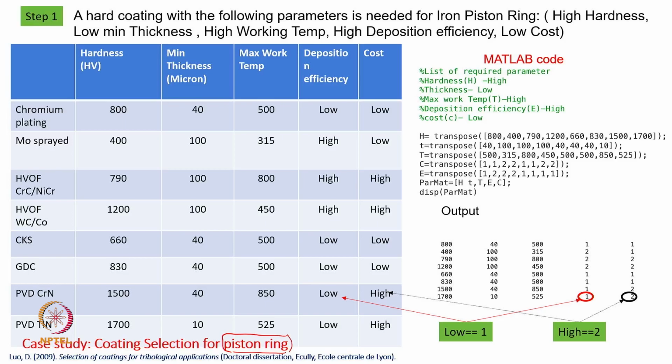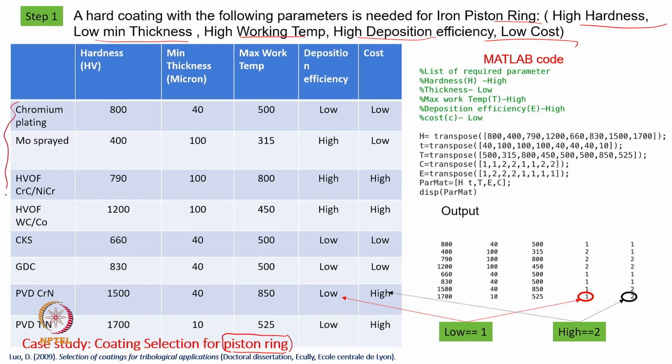So, those things we say that this kind of coating which we want to select, we require high hardness, we require a low minimum thickness, we require a high working temperature, we require high deposition efficiency, and we want a low cost. We may have additional features also, those can be added, as we are just using the mathematical tool, and newer features can be added easily.